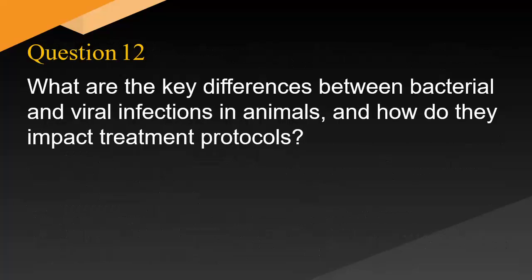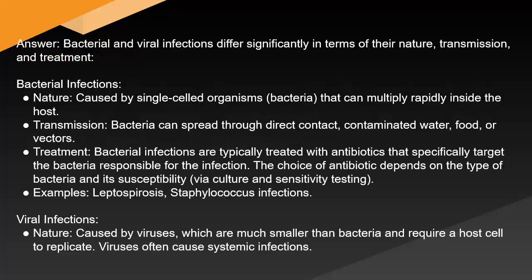What are the key differences between bacterial and viral infections in animals, and how do they impact treatment protocols? Answer: bacterial and viral infections differ significantly in terms of their nature, transmission, and treatment. Bacterial infections: nature, caused by single-celled organisms, bacteria, that can multiply rapidly inside the host. Transmission: bacteria can spread through direct contact, contaminated water, food, or vectors. Treatment: bacterial infections are typically treated with antibiotics that specifically target the bacteria responsible for the infection. The choice of antibiotic depends on the type of bacteria and its susceptibility via culture and sensitivity testing.